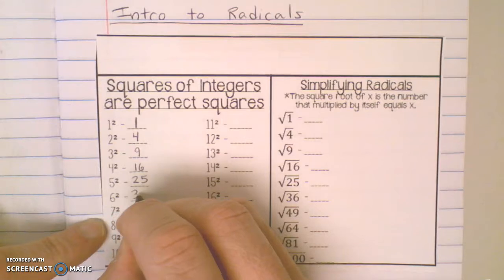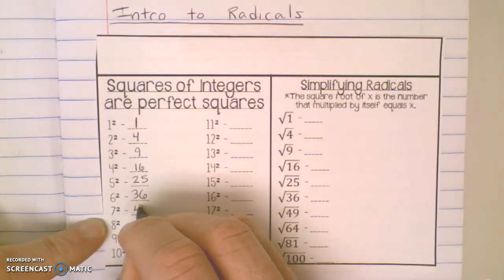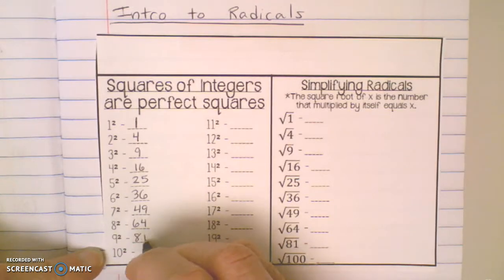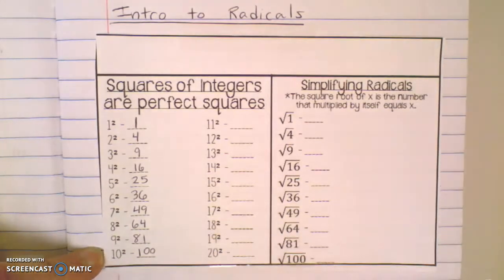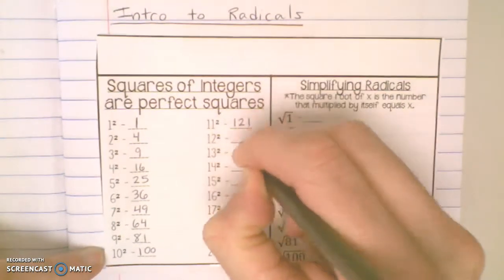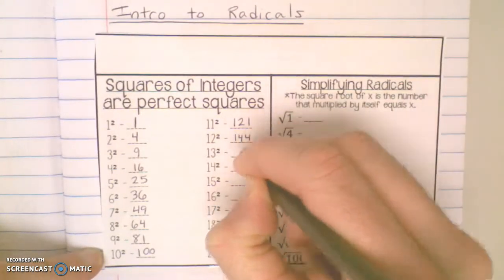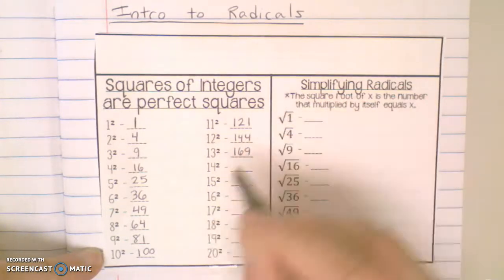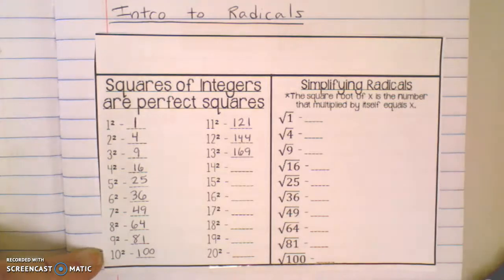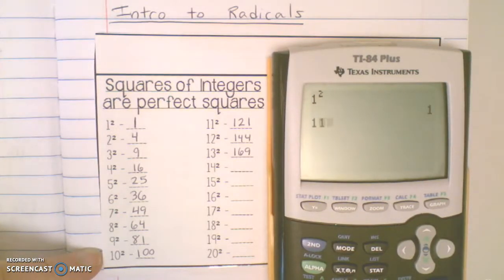6 squared is 36. 49. 64. 81. 100. 121. 144. 169. So as I'm going through, you're just thinking what number multiplied by itself gives you these numbers. And if you don't trust me, you can type those numbers in and see what comes out.